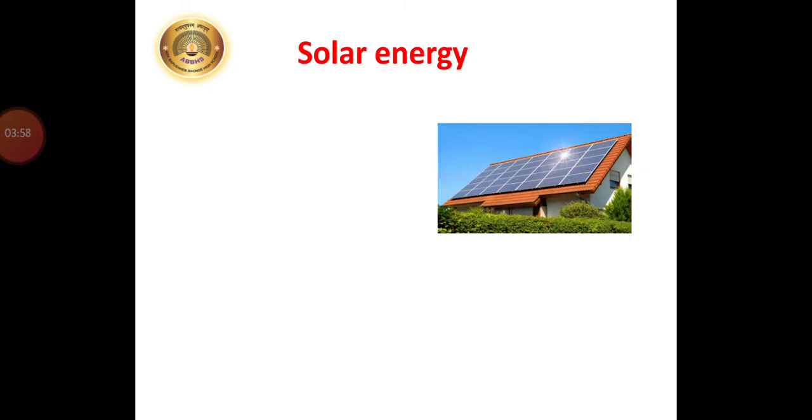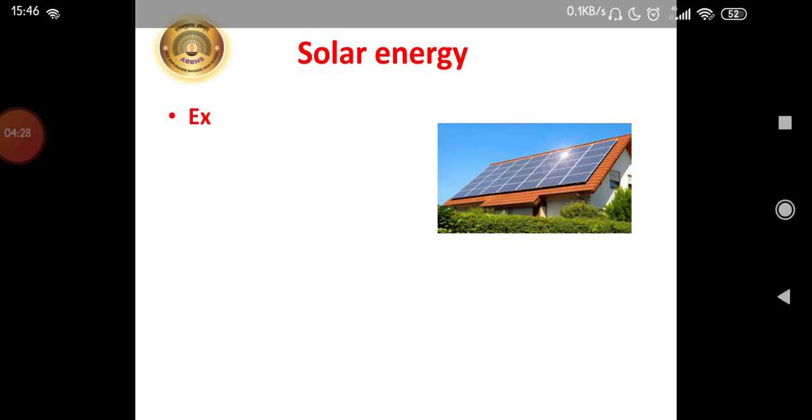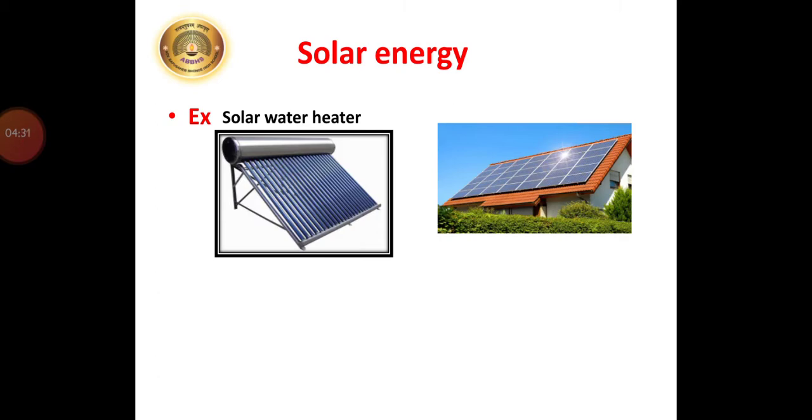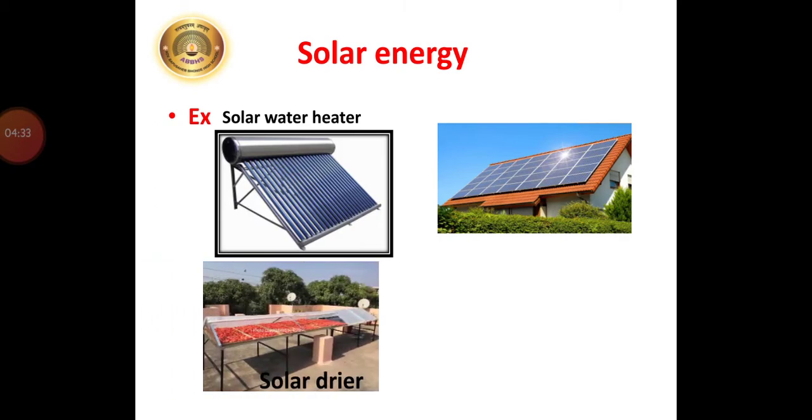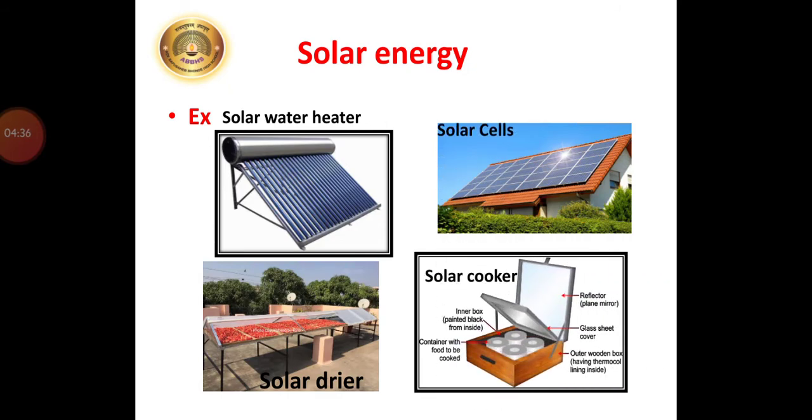First, about solar energy. The sun provides heat as well as light energy, which is known as solar energy. This is continuous and enormous, means it is in huge quantity. Solar energy is at the root of all energy available on the earth. Various devices have been developed for making use of solar energy. For example, solar water heater, solar dryer, solar cooker and solar cells, etc.